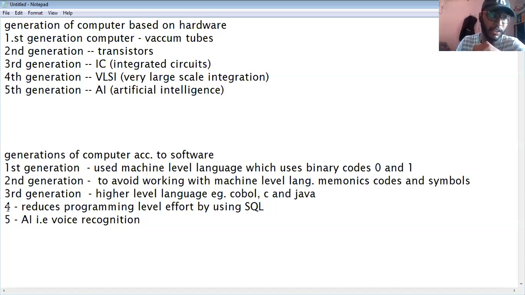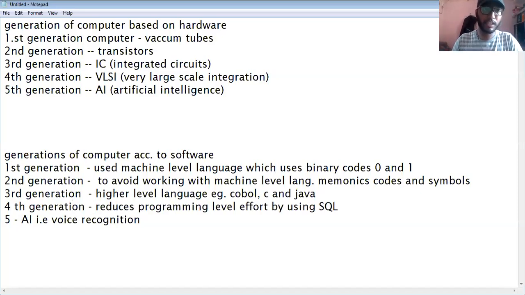Now in the fourth generation, for reducing programming level effort, because as you know, all these codes are very hard to remember. In case you forget one semicolon, comma or full stop, if a minor mistake is there, your program won't work. Your web page, hardware or software, whatever you make, won't work due to a minor error.